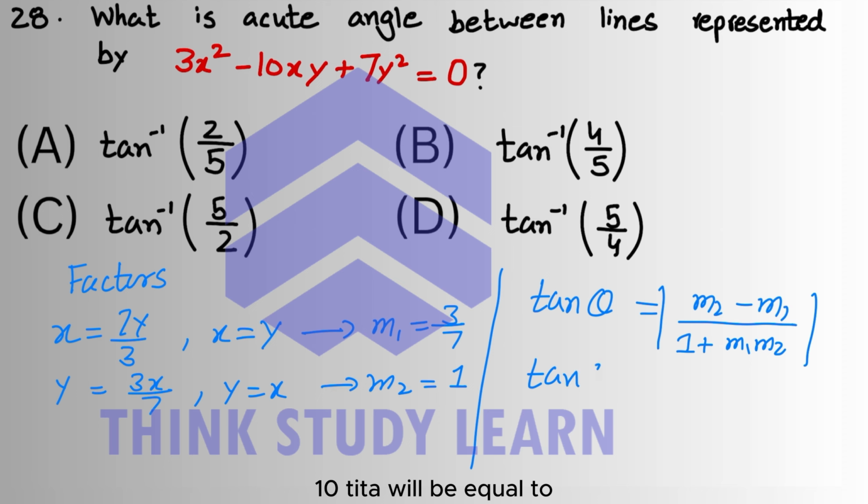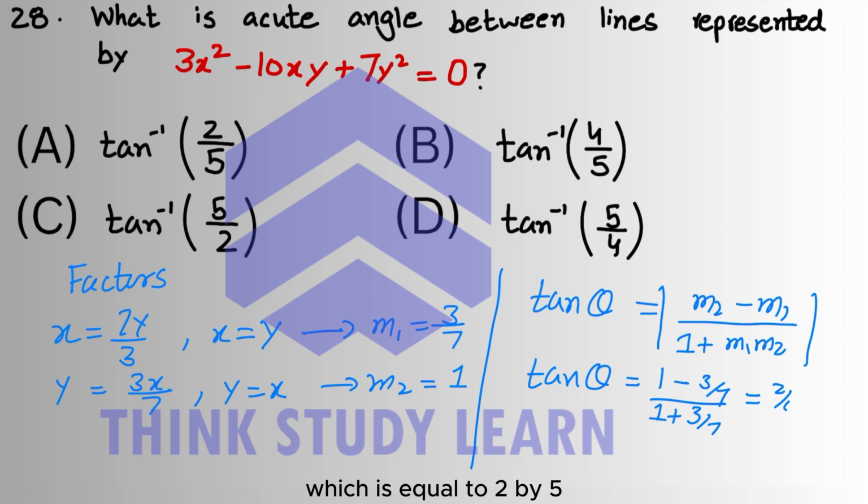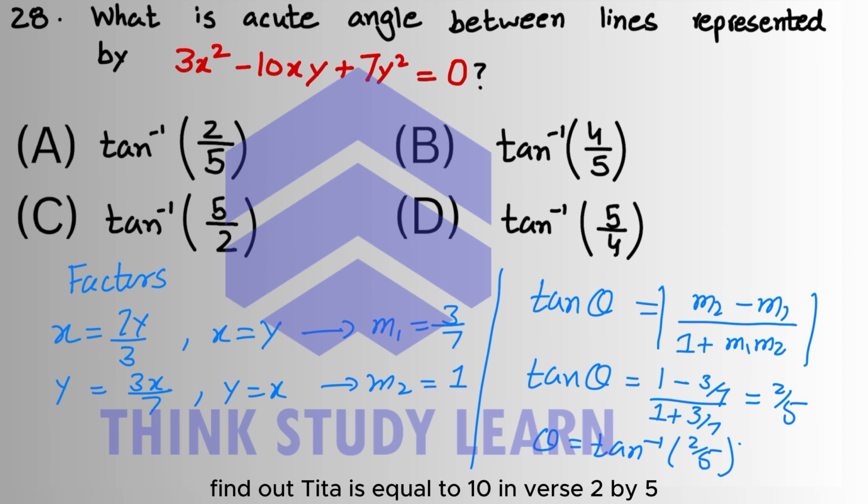Tan θ will be equal to (1 - 3/7)/(1 + 3/7), which is equal to 2/5. So θ will be equal to tan inverse 2/5. So simply we have found out θ = tan⁻¹(2/5). A option is the right answer.